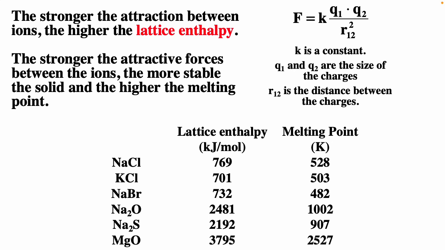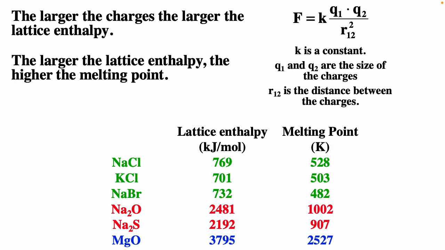Now, if we look at the numbers, it's pretty easy to figure out which one's going to have higher lattice enthalpy. The most important consideration is charge. Magnesium oxide is a +2 and a -2. Sodium oxide is a +1, -2. And so magnesium oxide is composed of larger charges. The ones in green are all composed of a +1 and a -1. And so charge is the most important consideration.